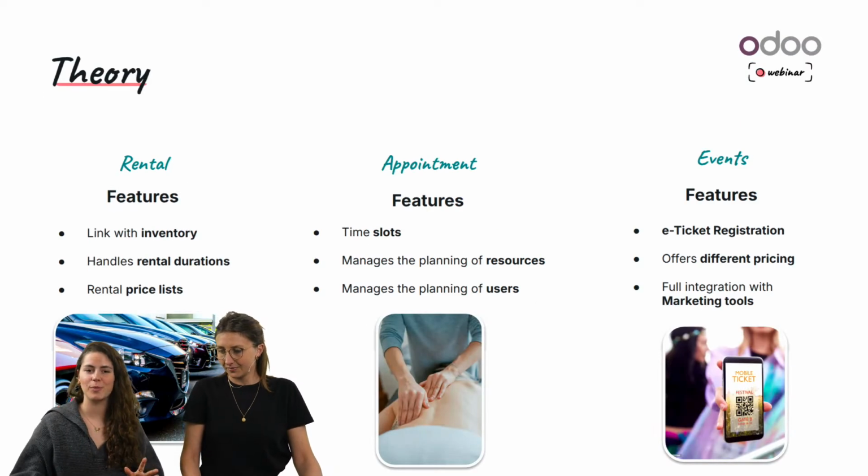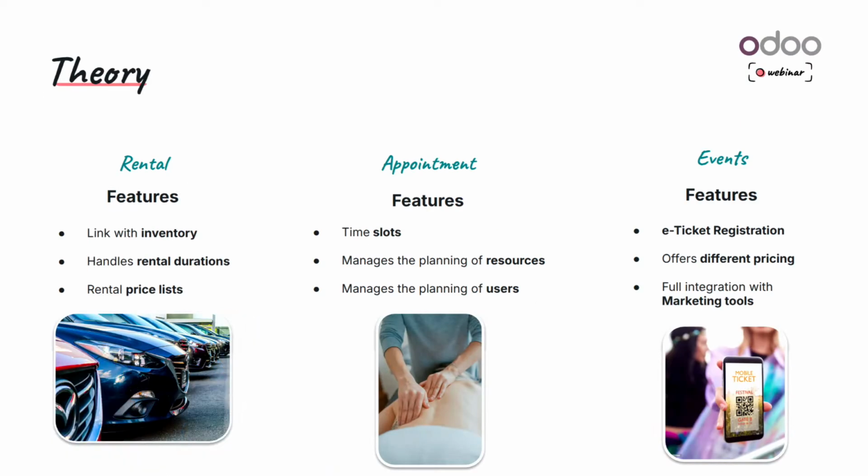So as you know, we're talking about 3 different apps: rental, appointment, and event. With rental, obviously, this application will allow you to rent any goods or service that you have. For example, you rent cars. The main feature that is important with that app is that you can have a link with the inventory. So you can track how many items of the product you are renting, so how many cars you still have in your stock. You can also handle rental duration, so you can rent your car for 1 week, 1 month, a year. And you can also manage rental price lists, so change the price of the car depending on the number of days they are rented for.